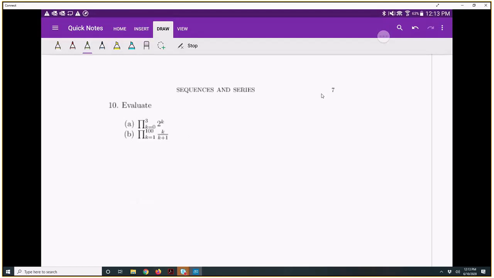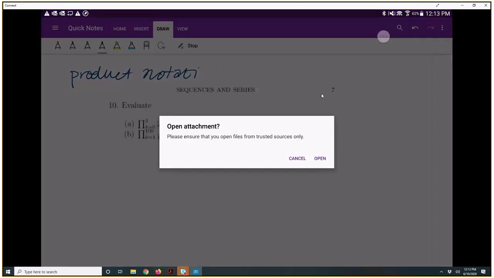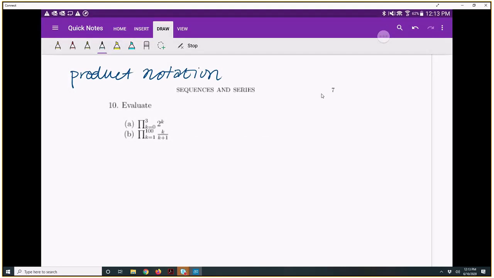Now, in the last problem, we have introduced a new notation that wasn't explicitly talked about in the lecture. Instead of summation notation, this will be product notation. It's going to be exactly like the summation notation, except we're multiplying instead of adding. The Greek letter that we're using here is a capital pi, but the indexing is going to work exactly the same way.